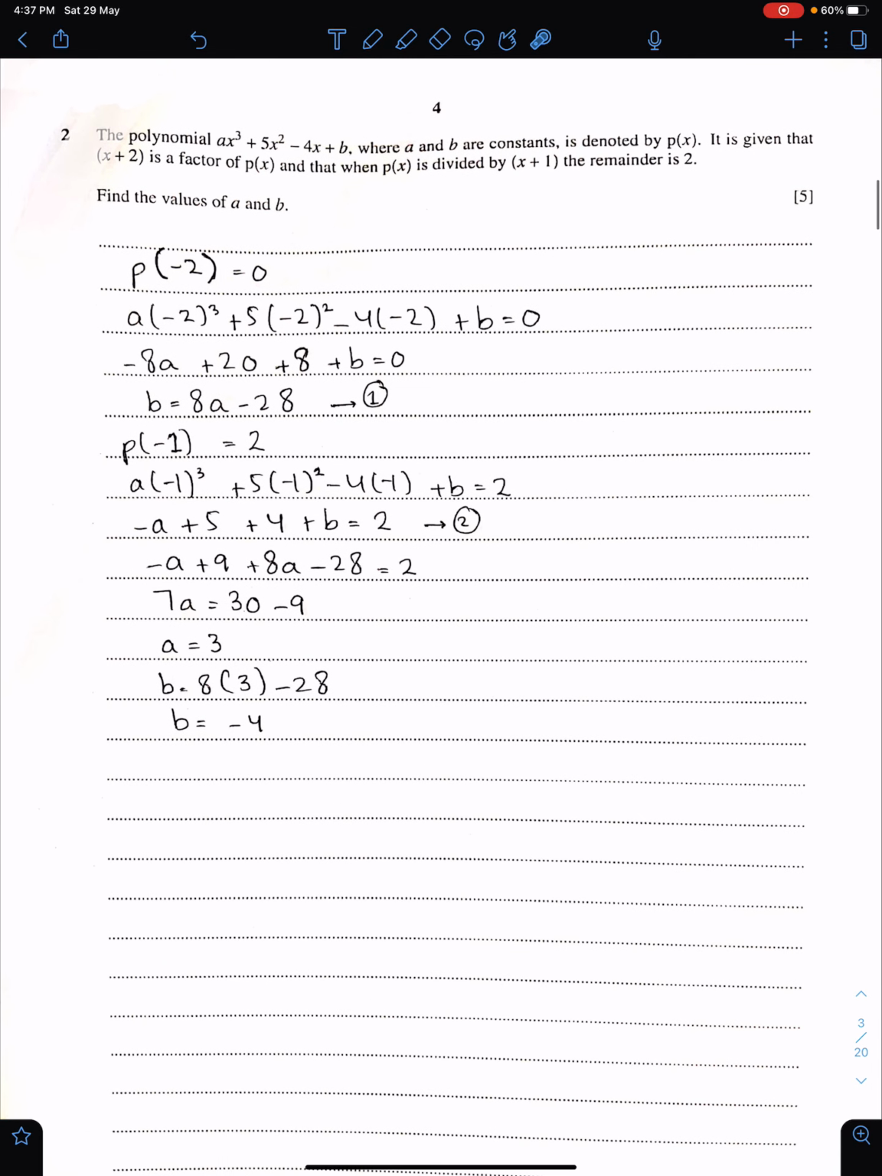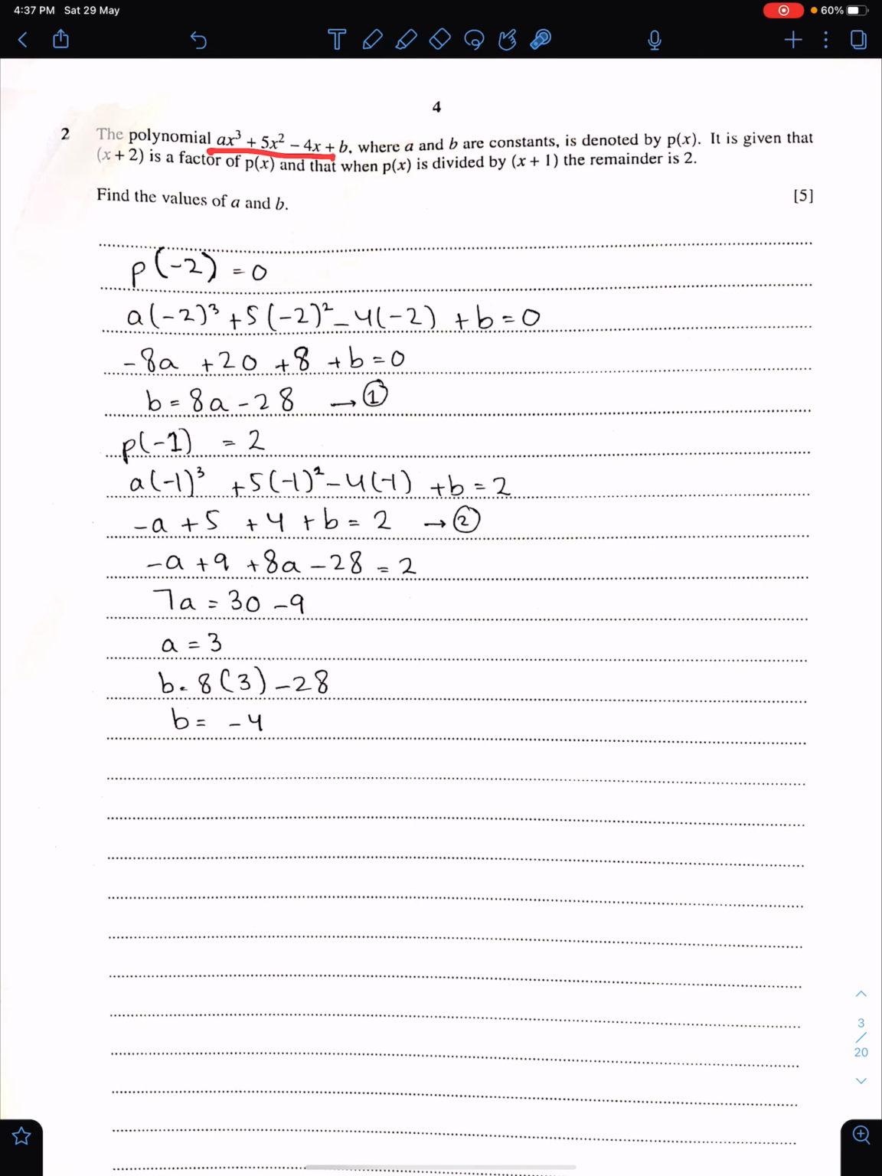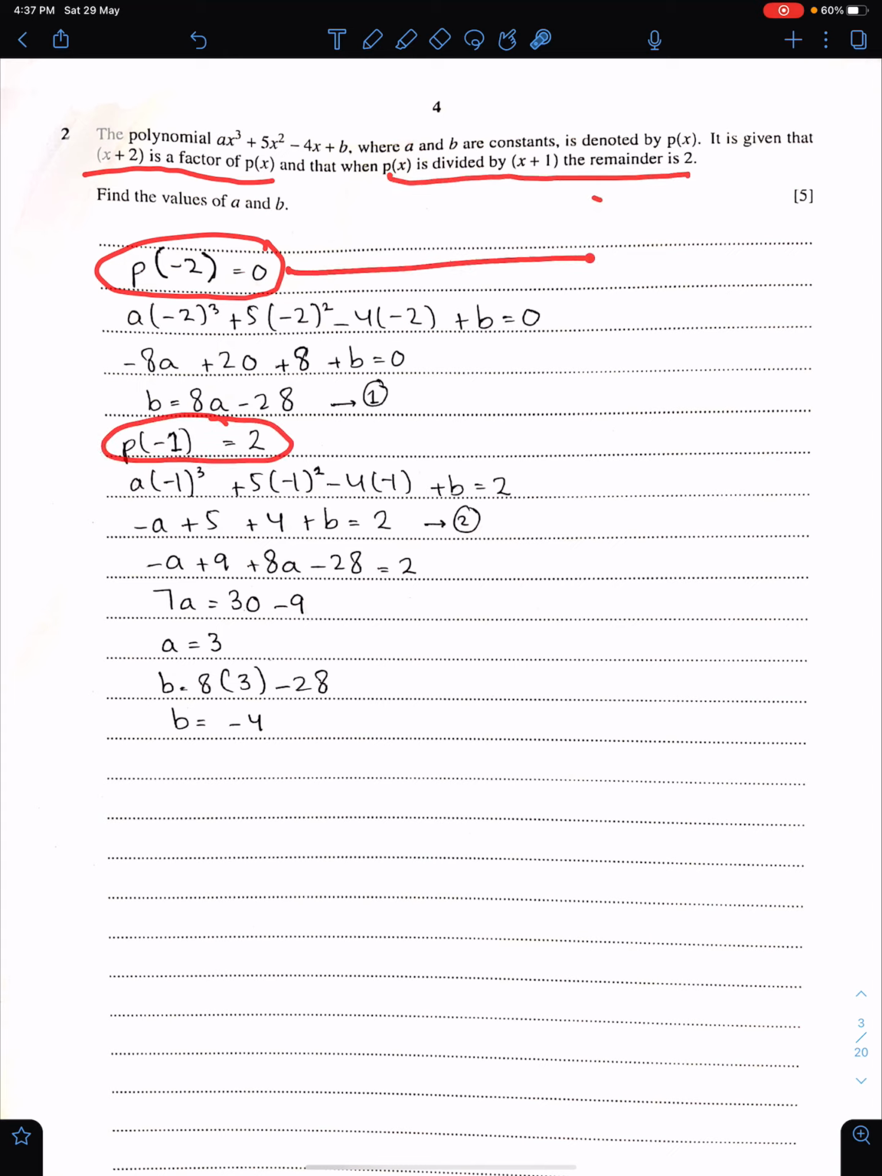Question number 2. The polynomial where a and b are constants is denoted by p of x. It is given that x plus 2 is a factor of p of x. This means p of minus 2 is 0. And that when p of x is divided by x plus 1, the remainder is 2. This means p of minus 1 is 2. So these are two conditions. So with the help of these two conditions, we can form two equations like this. Equation 1, equation 2. By solving these two equations simultaneously, we can get the values of a and b.